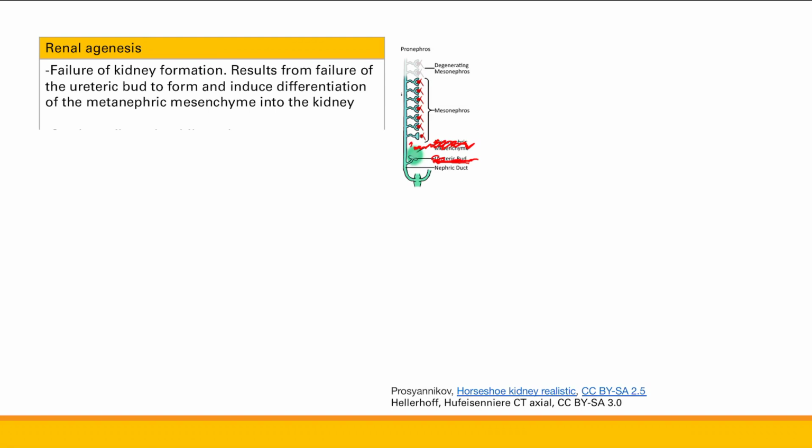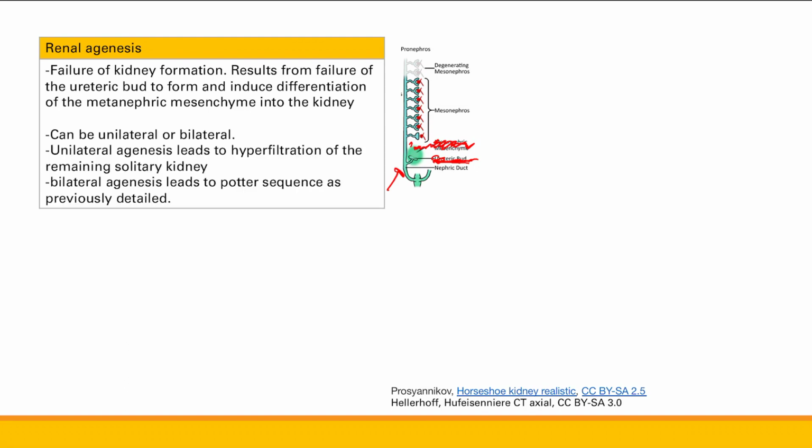Now this can happen on one side, as you can see here, or it can happen on both sides. And then you have either unilateral or bilateral renal agenesis. Now, if you're only missing one kidney and you still have a kidney here, then it's still going to be able to filter your blood, and it's still going to produce urine. But now all the blood is going to this kidney, so you're going to get hyperfiltration. Now, this is something that takes place over a long time.